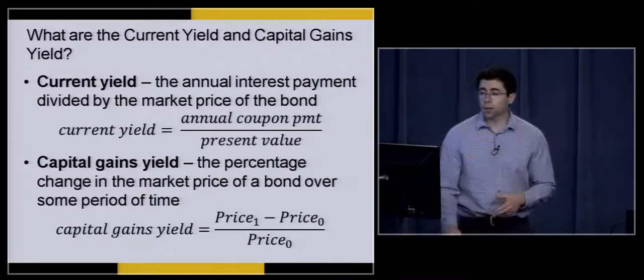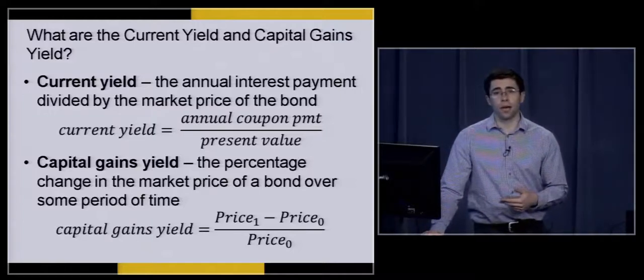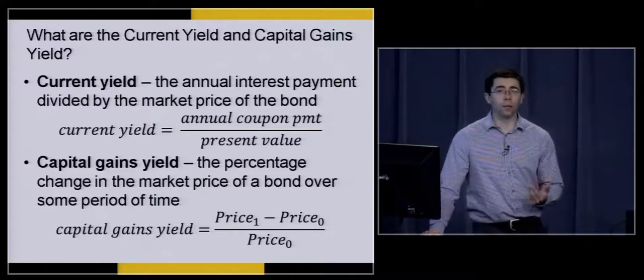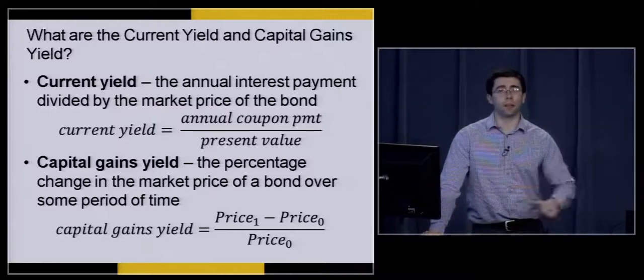Now, the other definition that we have here is the capital gains yield, and it's used a little less frequently. Suffice it to say, the capital gains yield for a bond is really just the return on the price of the bond over a period of time. All we do is take the price of a bond at the end of a period minus the price of the bond at the beginning of the period and divide that by the price of the bond at the beginning of the period. It's just our basic return formula.